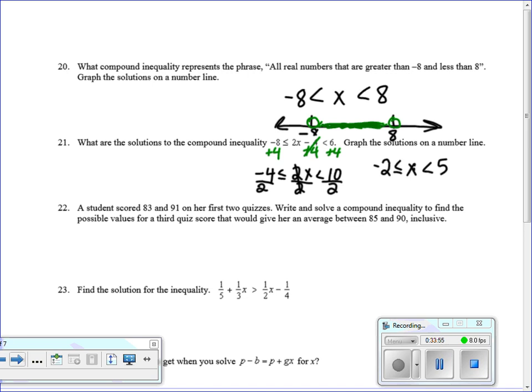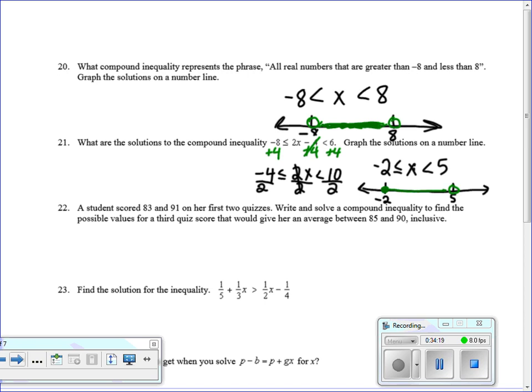So our solutions are between negative 2 and 5. We are including negative 2. We are not including 5. When it says graph it on a number line, again, you only need to plot 2 values, negative 2 and 5. We want everything that is greater than or equal to negative 2, but less than 5. So we're going to stop when we approach 5.